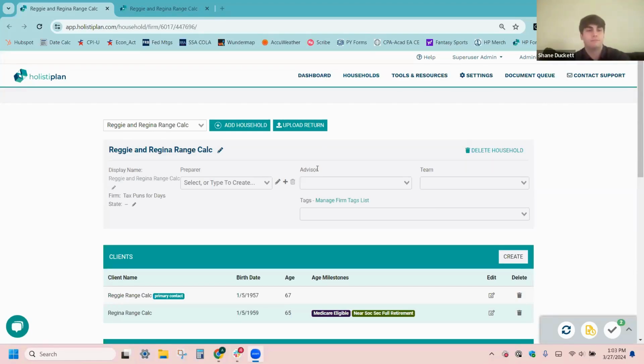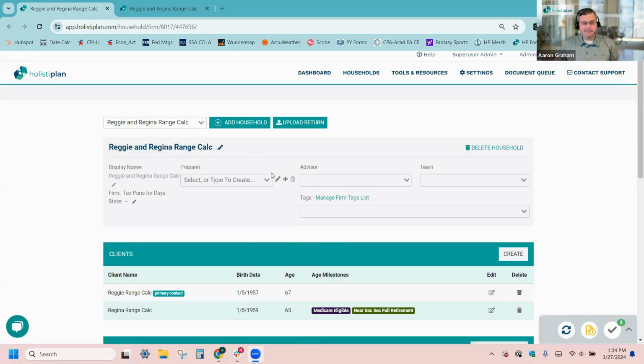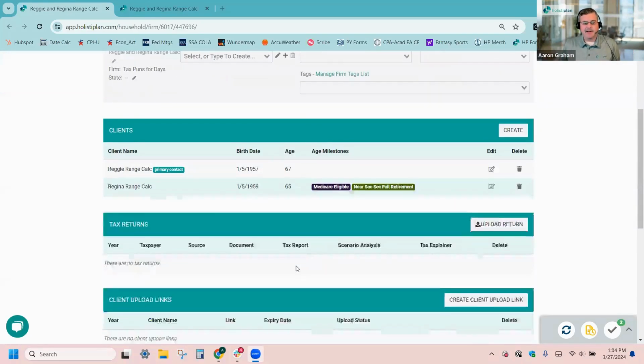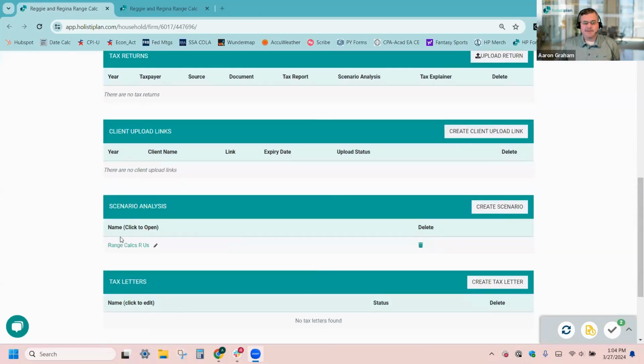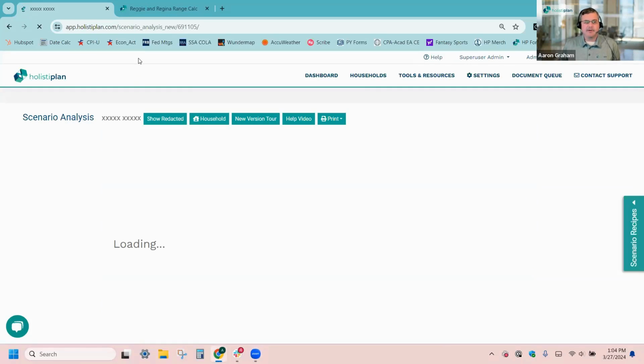Okay, perfect. So we're going to start with, as you know, at Plan, we have a lot of great demo names. This is Reggie and Regina Range Calc. Yes, they are a real couple. And as you might have guessed, they met online, maybe in a tax planning date chat, something like that. But Reggie and Regina, they're age 67 and 65. We started a standalone scenario for them. We're going to jump right into that scenario analysis for them. Actually, we have it open here.